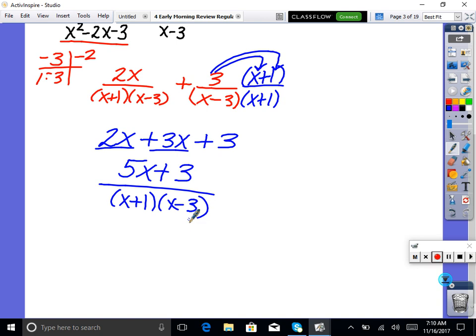Now would be the time when you say, okay, that's my answer. Now I can simplify it if possible. We simplify by factoring the top, factoring the bottom, dividing out exact factors. The top doesn't factor, so we're done. Does everybody agree? Okay, sweet.